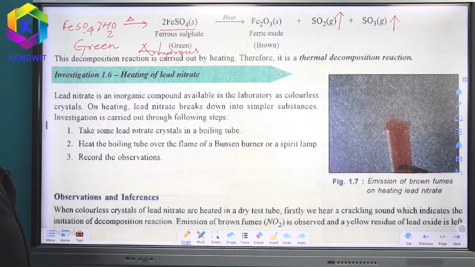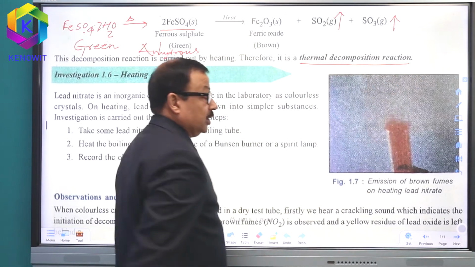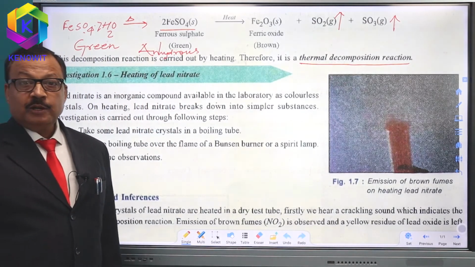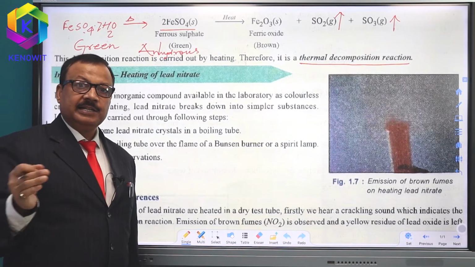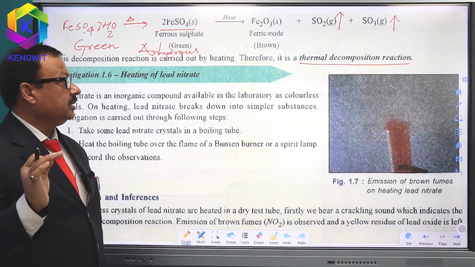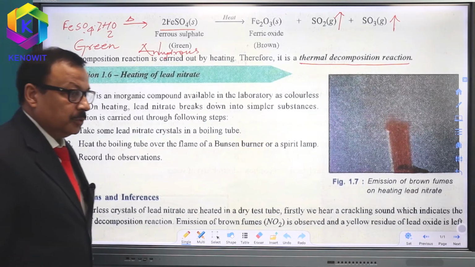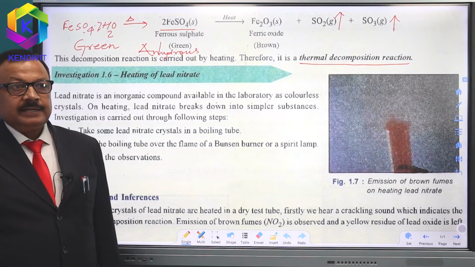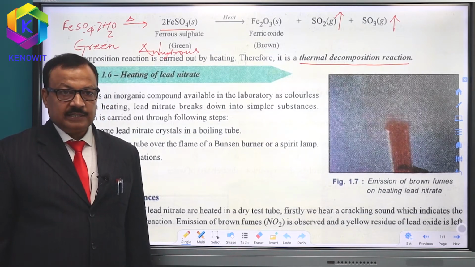So the decomposition reaction is carried out by heating. So this is known as thermal decomposition. So what do we mean by thermal decomposition? If any reactant is converted into product with the help of supplying heat, it is known as thermal decomposition. Then this is another investigation, heating of lead nitrate. Again this is very important. We know that lead nitrate on heating gives lead oxide, nitrogen dioxide and oxygen gas.